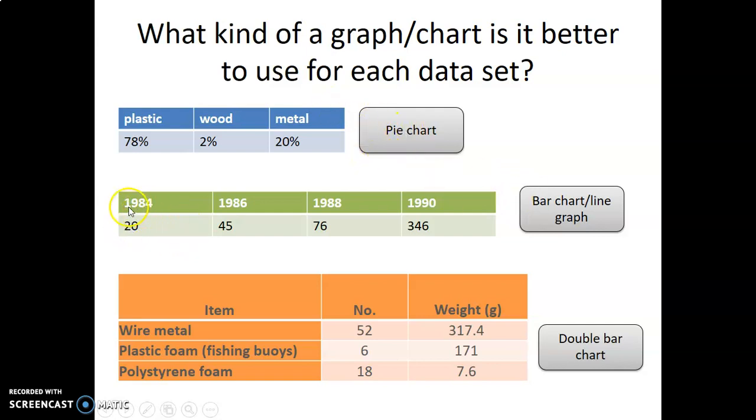The second one shows the years and some kind of numbers. And whenever we have years, the change through time, it is best to use a line graph. However, a bar chart can also be fine.